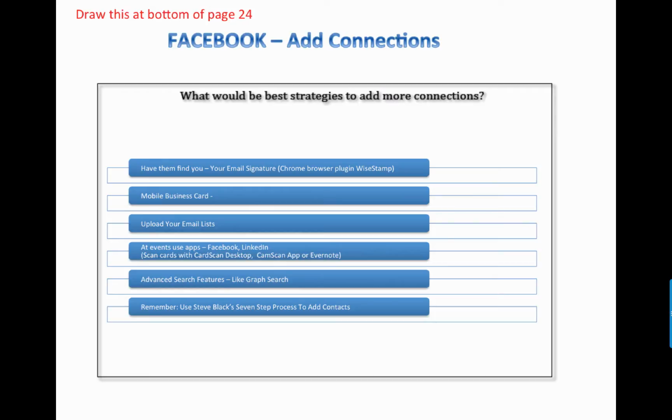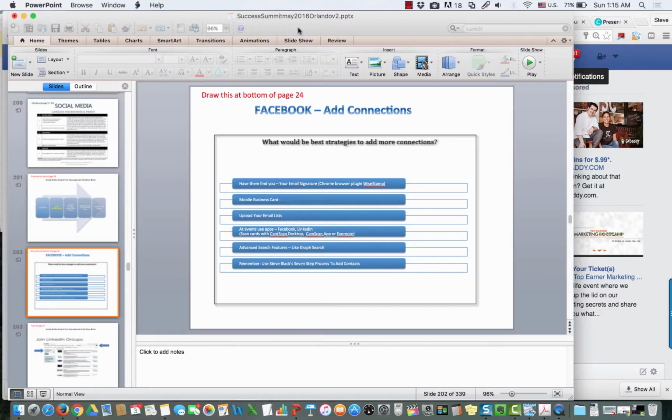And then once you connect with people, you want to use my 7-step process. So write all this down at the bottom of page 24, and then we're going to move on to a couple examples on Facebook and LinkedIn.